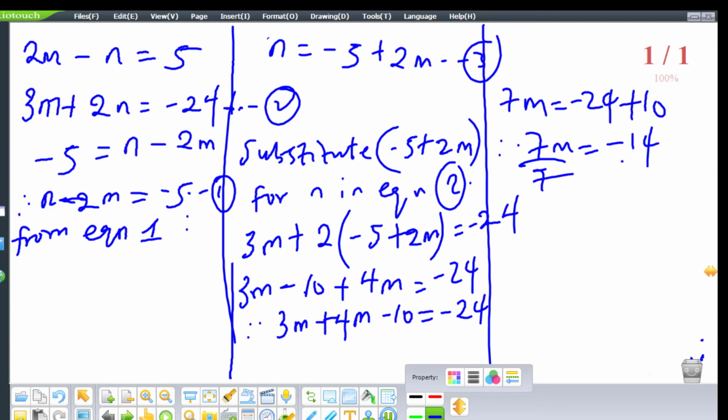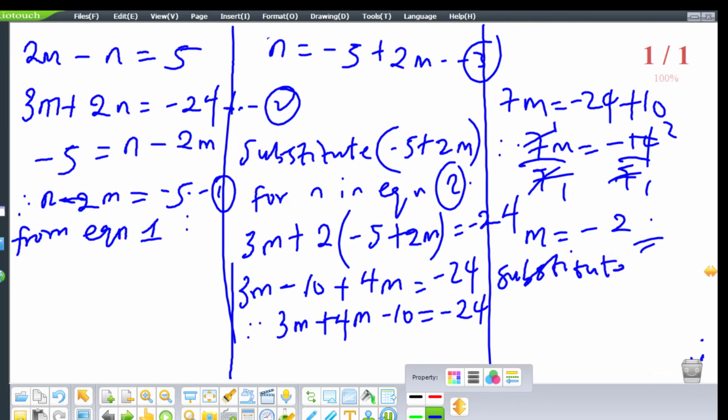So we divide both sides by 7. 7 into 14 is 2. So we say m equals minus 2. That's the value of m. But don't forget, we are not yet done. The question says find m and n respectively. So to find the value of n, we substitute minus 2 for m. Actually, it could be substituted into any of the 3 equations, but it's best to substitute it in equation 3, as equation 3 already gives us an explicit equation that will give us the value of n directly without stressing ourselves.